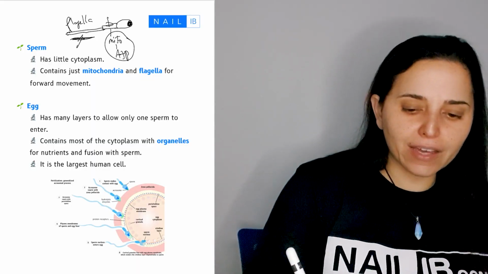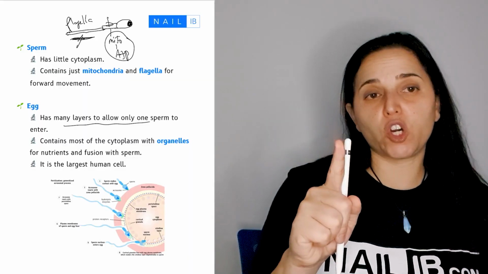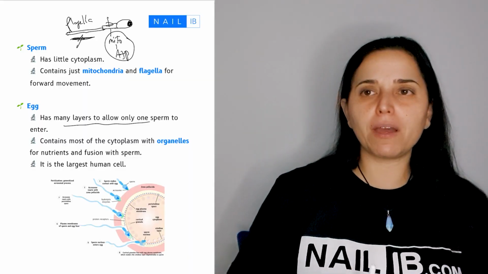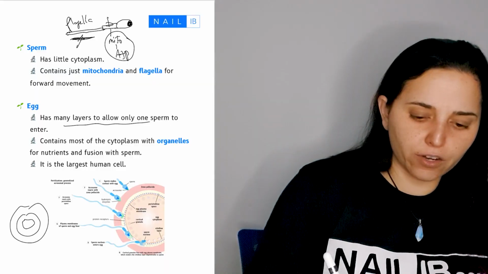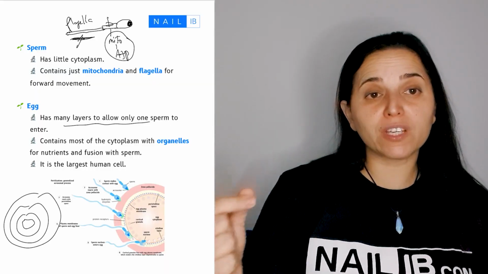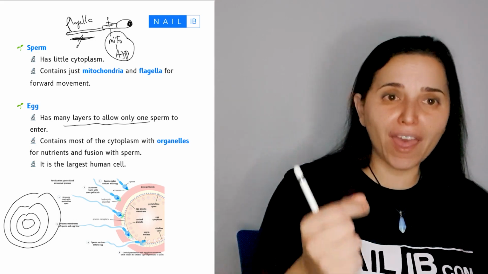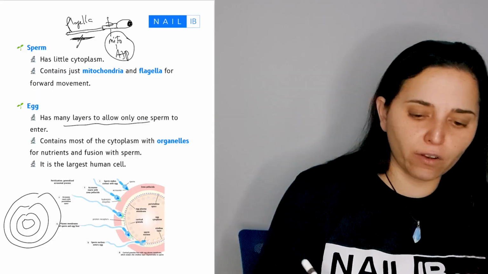Now, when it comes to the egg, as you can see, it has many layers to allow just one sperm. What I mean by layers is, think of this. This is the egg, and then it has a layer, and then it has another layer, and it has another layer. These layers are to block many sperms because it just wants one sperm to go in. So basically, these sperms are competing to find that final layer.